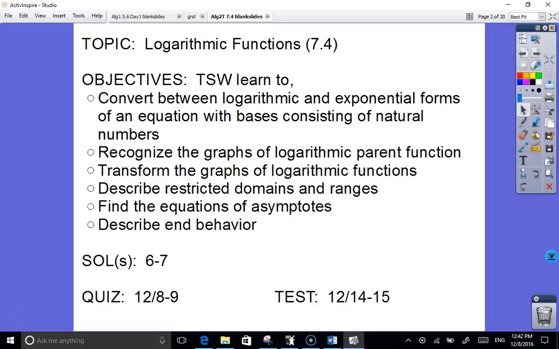Okay, so today we're going to do logarithmic functions. This is the last lesson of the unit. So next class we'll review, and then we'll have the test. So for us, that'll be on Wednesday. Okay.